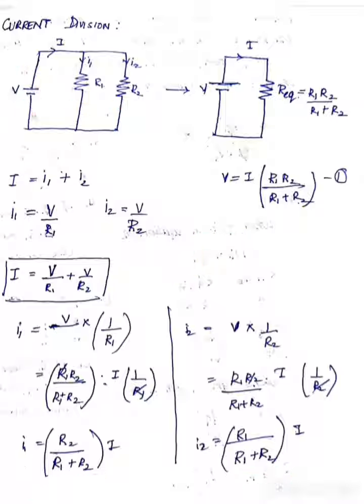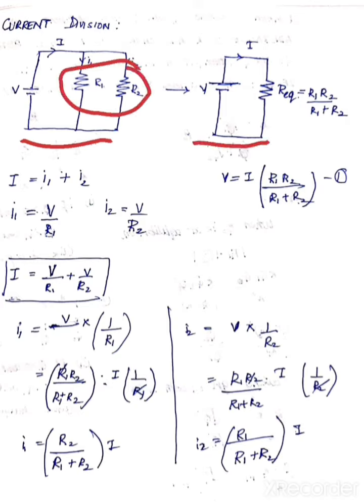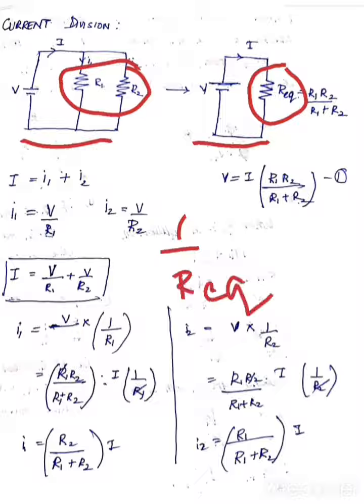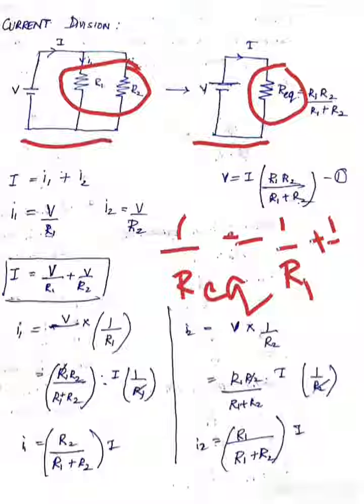I have converted this circuit to a simpler circuit, considering this one to be a single equivalent resistance, which is nothing but R equivalent. To find this R equivalent, as they are connected in parallel, just use the simple formula: 1 by R equivalent will be equal to 1 by R1 plus 1 by R2. Taking LCM and reciprocating, you end up with this expression, right?